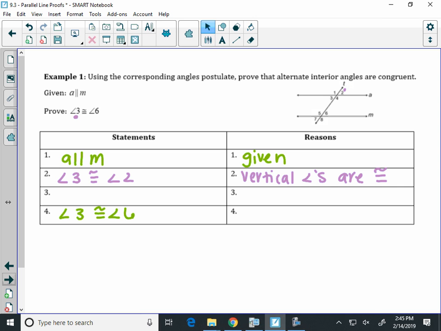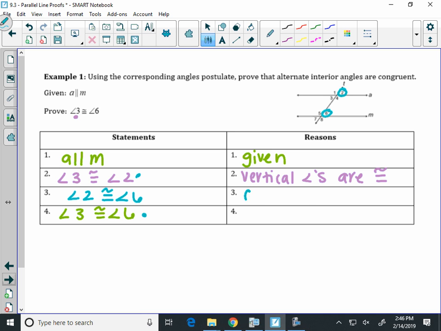Your next step when you fill out these proofs is that you're bridging the gap. We linked angle 3 to angle 2. Now we're going to link angle 2 to angle 6. Whatever the second angle you name in step 2 is, you're going to say it's congruent to the second angle in step 4 every single time. All you have to do is look at your diagram and figure out, why is 2 congruent to 6? What type of angles are 2 and 6? They are corresponding angles. So that's going to be your reason: corresponding angles are congruent.